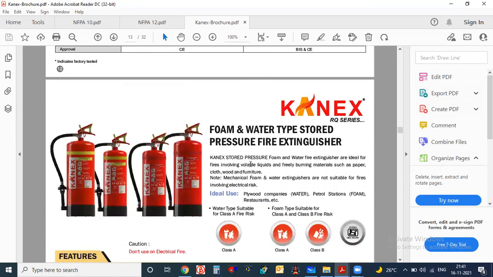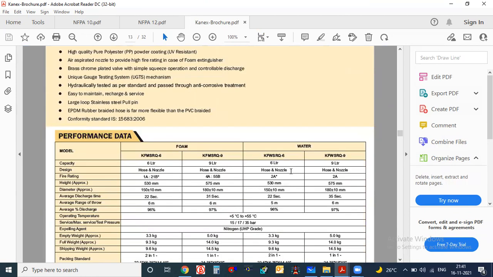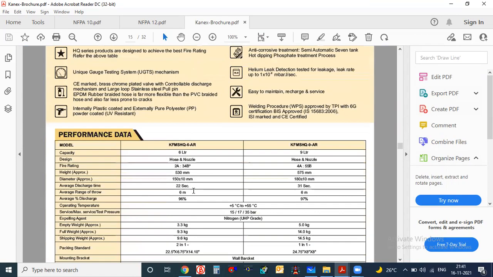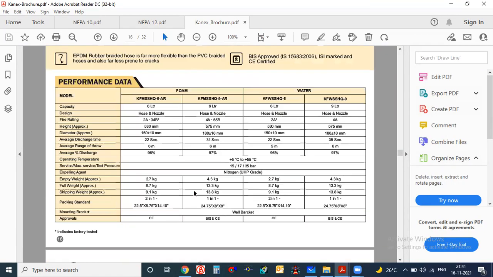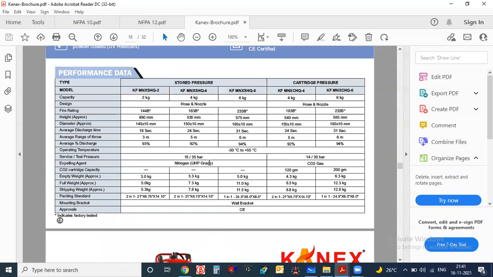And here they have even given the foam and water types and where they can be used. They have written that also. Capacity is given in liters, 6 liter, 9 liter. Okay, foam and water are given separately. You will also find some higher ranges. I will show you. If you go a little bit down, you will find certain higher ranges.